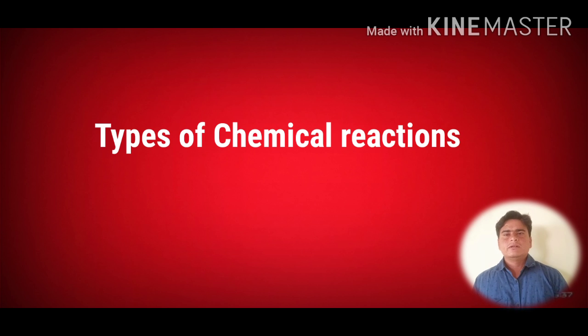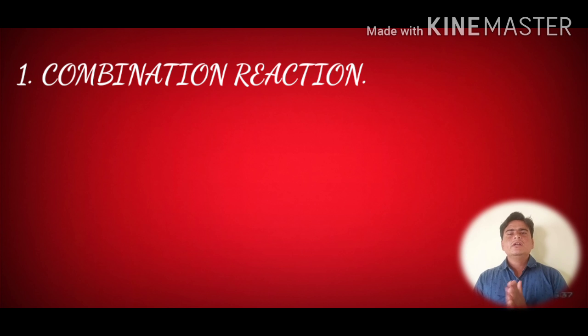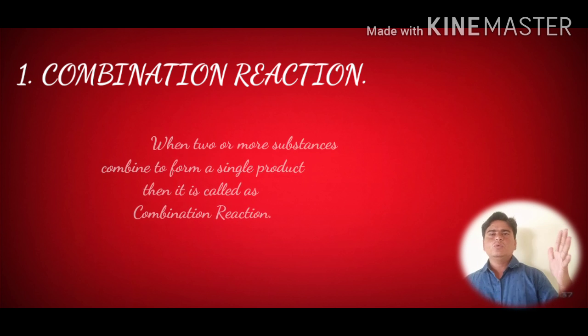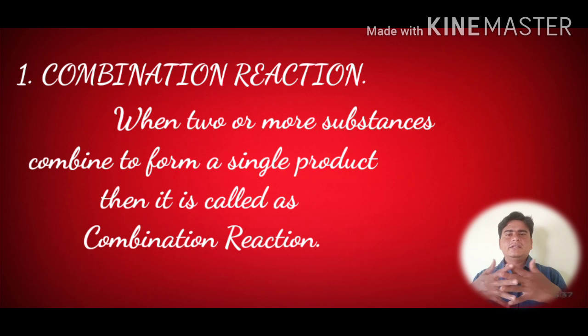Okay, now we have to see the types of chemical reactions. The first type of chemical reaction is the combination reaction. The meaning of that word is given in the name. Combination means combine. When two or more substances combine to form a new single product, remember, one single product, then it is called a combination reaction.